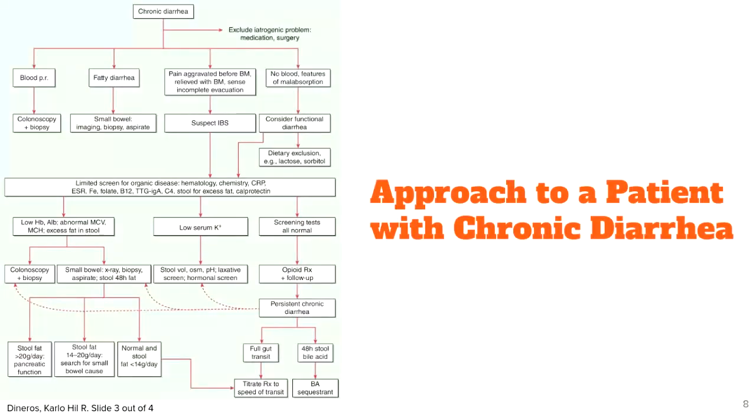So for the approach to a patient with chronic diarrhea, first, when a patient presents with chronic diarrhea, we must exclude an iatrogenic problem. So this would be medications or surgeries such as vagotomies, cholecystectomy, ileal resection, or bariatric surgery.